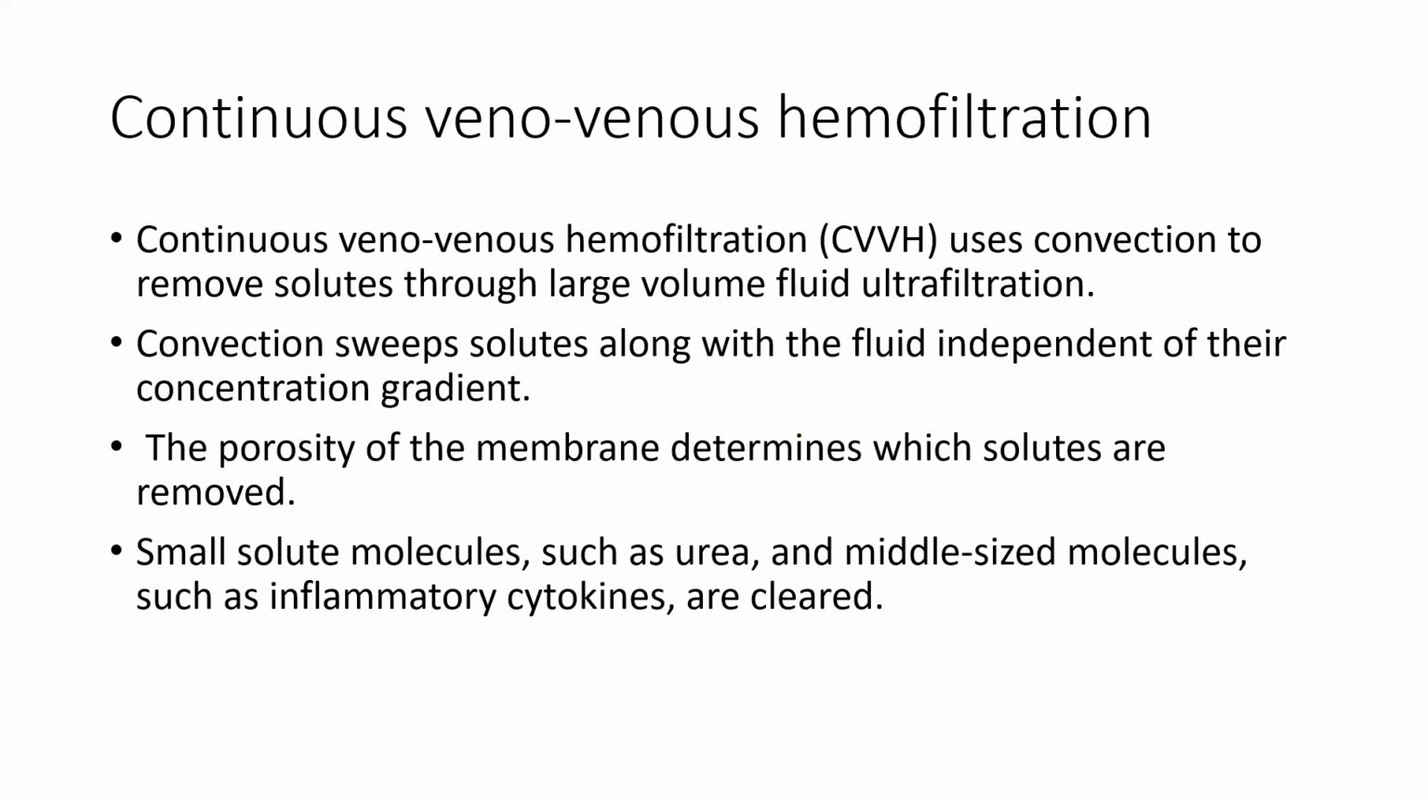Now the continuous venovenous hemofiltration. Continuous venovenous hemofiltration uses convection to remove solute through large volume fluid ultrafiltration. Convection sweeps the solute along with the fluid independent of their concentration gradient. The porosity of the membrane determines which solutes are removed. Small solute molecules such as urea, and middle-sized molecules such as inflammatory cytokines, are cleared.